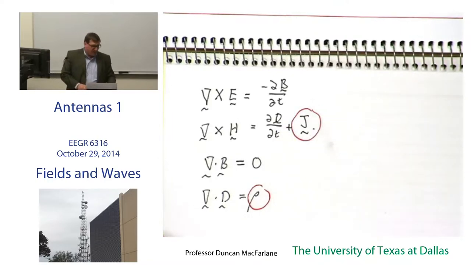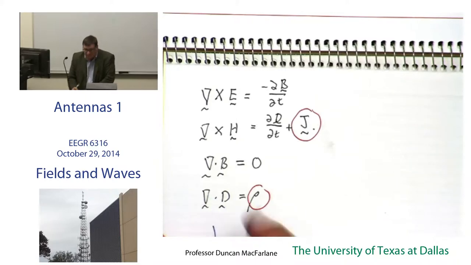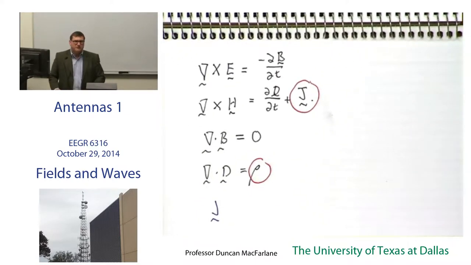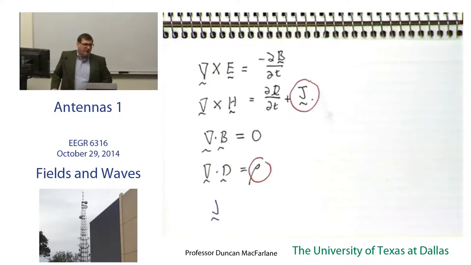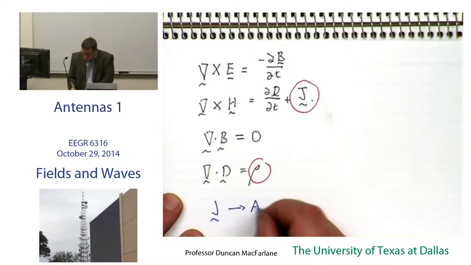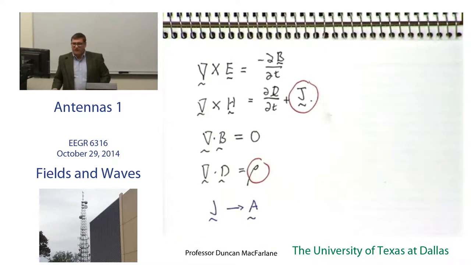Now let me tell you the roadmap that we're going to follow. I think I've mentioned this before. We're going to do an analysis problem, not necessarily a design problem. We're going to say, given a J, what is the vector potential that gives rise to that J? Remember the Lambert's equations? We had the wave equation for A, and that was forced by J. So given J, what is the A? We have to figure out how we're going to do that.